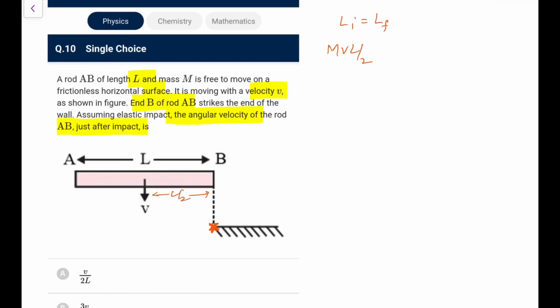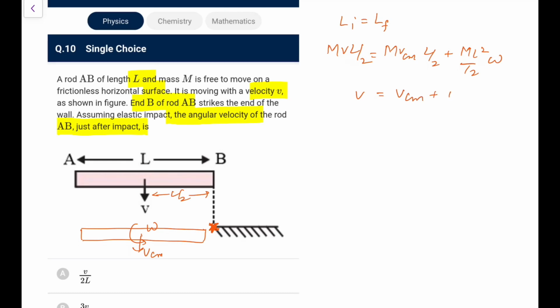Now after collision, let's assume the CM goes down with vcm, and let's say it rotates about CM with omega. So L final would be, first of all, of the CM, m vcm into L by 2, plus in the frame of CM it would be I omega. I about CM is mL square by 12 into omega. So what you are left with, v will basically become vcm plus omega L by 6. This is your first equation.